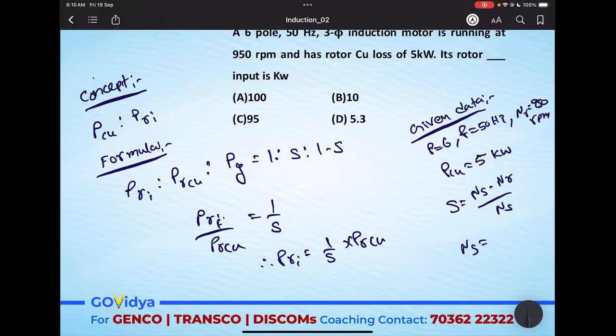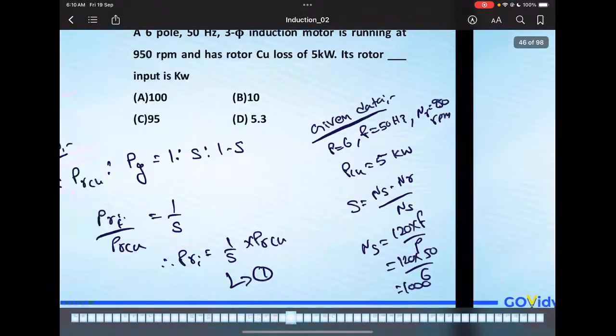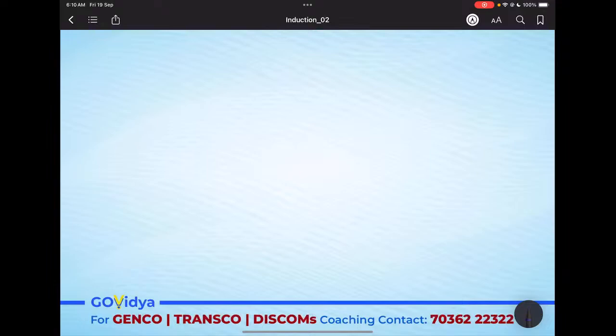What is Ns? Ns is 120 f by p. How much will it come? 120 into frequency 50 Hz, poles 6, it will come around 1000. Let's take it as equation 1. Now slip will be (1000 minus 950) divided by 1000. It will come around 50 by 1000.